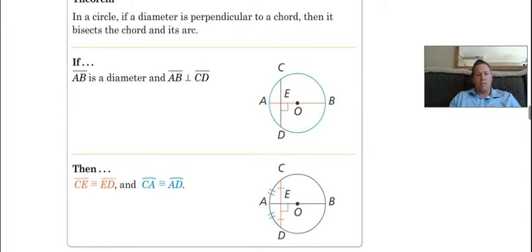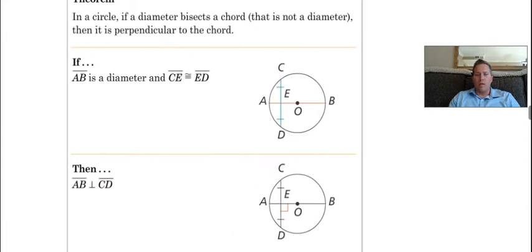The next one says, in a circle, if a diameter is perpendicular to a chord, then it bisects the chord and its arcs. Okay, so again, here is my diameter, and I have a chord right here, and it's perpendicular. Well then these two lengths are going to be congruent, as well as the arcs. The arcs would be congruent as well. Okay, and then if we took the converse of that statement, it would be this.